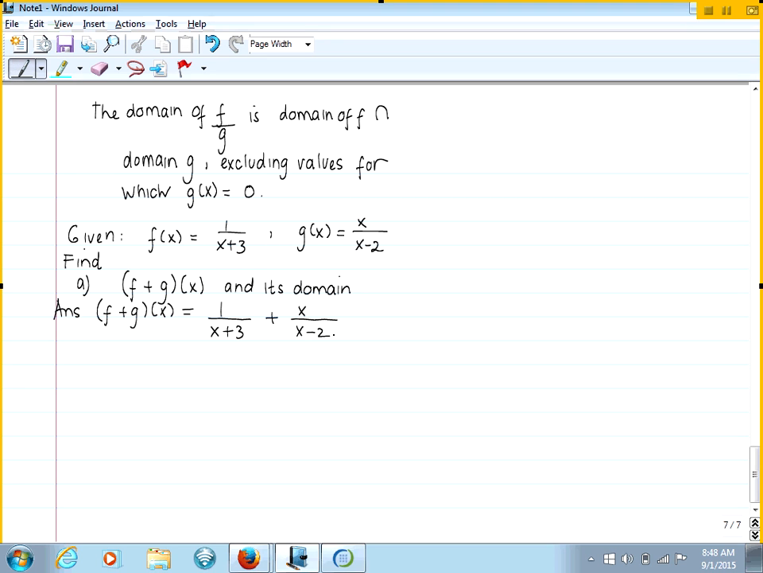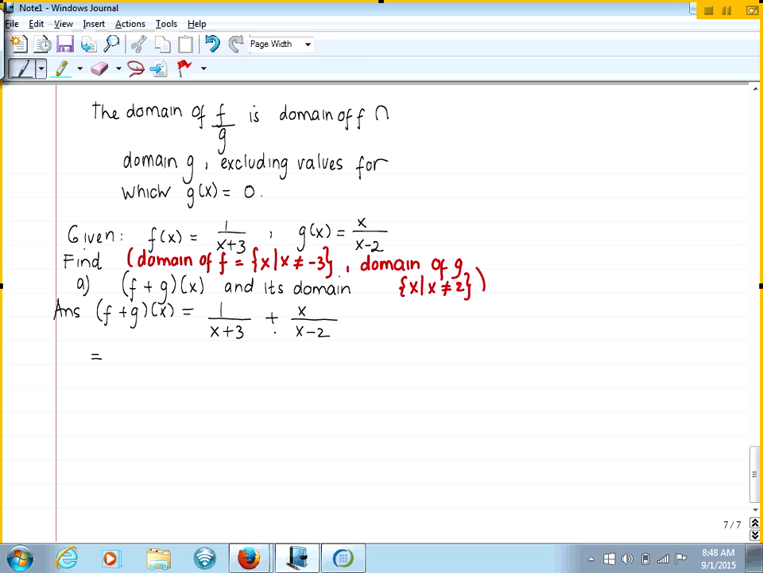By the way, tell me what is the domain of f. X such that x cannot equal to what? Negative 3. What is domain of g? X such that x cannot equal to 2. You're right. Yes? So you're excluding negative 3 from f and 2 from g. Good. So what do you do now?